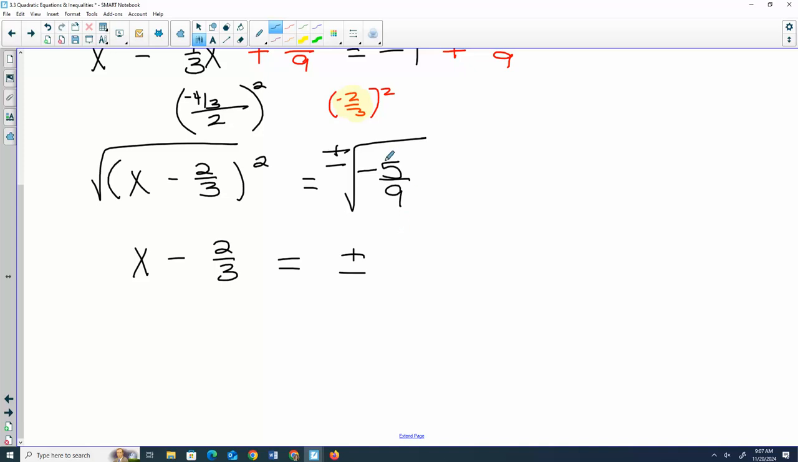Thank you. What's the square root of negative 5? What would you put? I radical 5 over the square root of 9 is 3. So then to get x by itself, we just add the 2/3. So it's 2/3 plus and minus I radical 5 over 3.